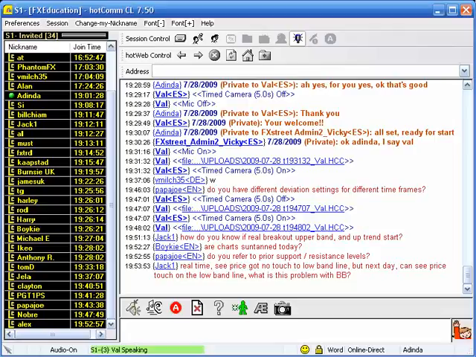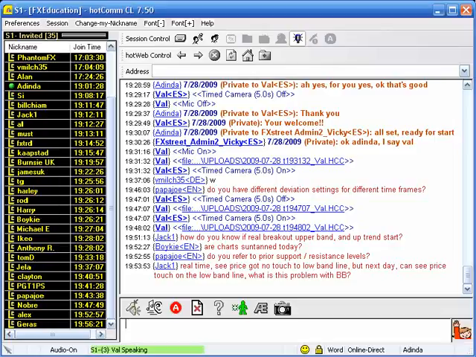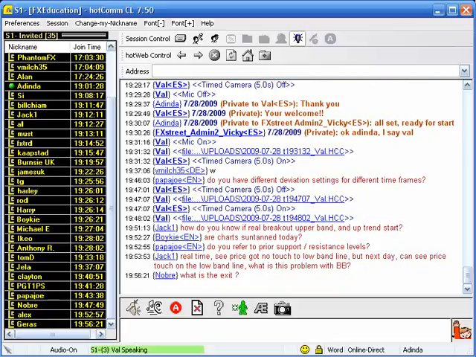Okay, Jack, real time. See price got not touched to low band line, but next day can see price touch. What is this problem with Bollinger Bands? Sorry, Jack, I'm not sure if I understand what you're telling. In real times, see price got not touched the low band line, but next sense. Okay, that's okay. I know what you mean.